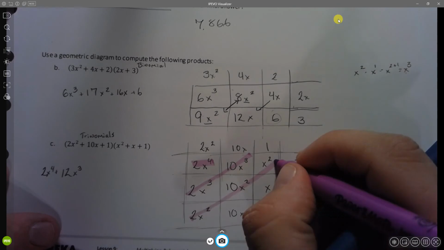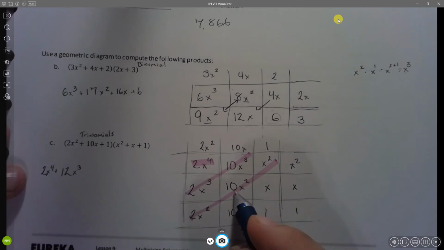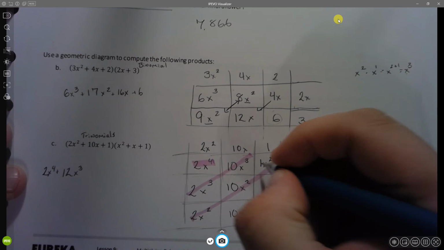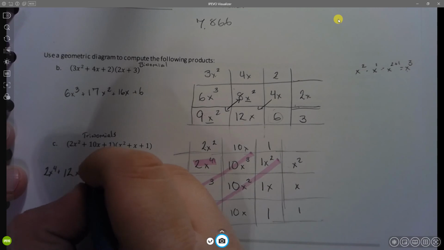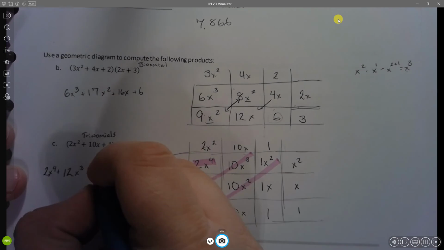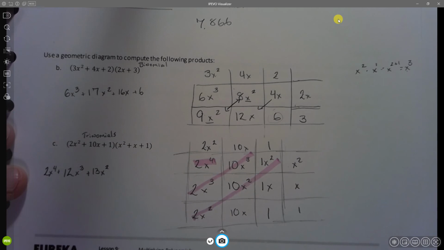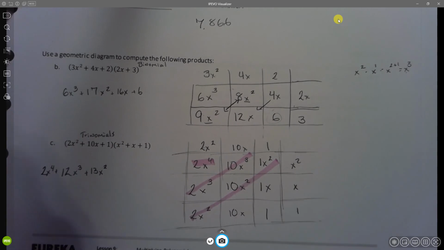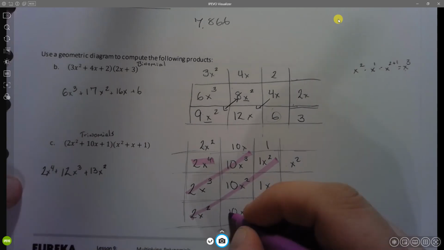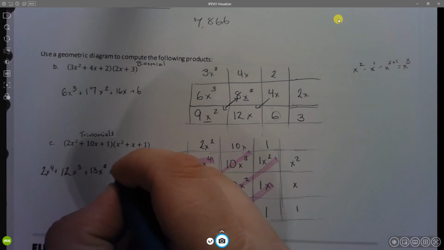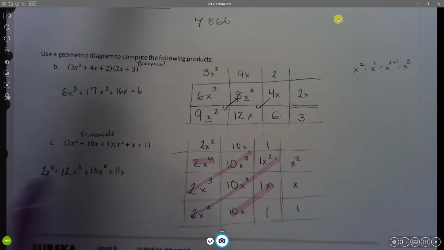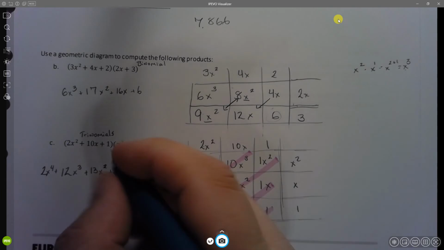We got the x squareds next. So 2 plus 10 is 12. There is an understood 1 right here. So 2 plus 10 is 12. 12 plus 1, that's 13. And we're working with x squareds. Okay? 10x plus 1x. That's our next column. So 10 plus 1 is 11. So plus 11x. And then we got just this lonely little 1 down here at the bottom, plus 1.